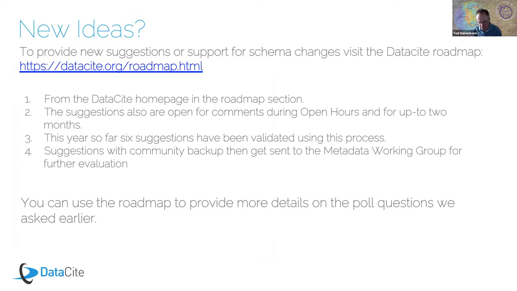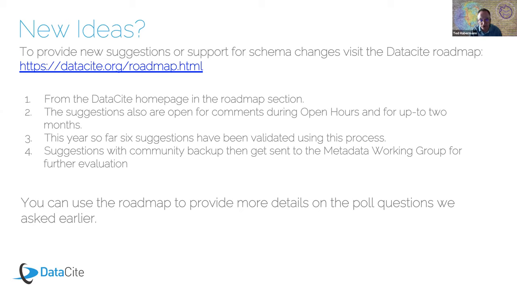And then new ideas. We mentioned several times that the DataCite community is an important set of people who have things that they need to do and new ideas. DataCite has recently made their roadmap available at this URL. You can get from the DataCite homepage to the roadmap or go there directly. It's a place where new ideas about new capabilities, new features, and also metadata changes can be input.